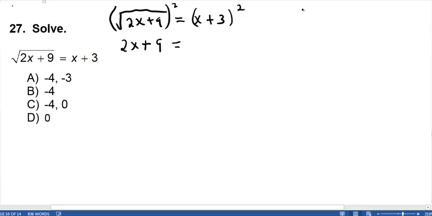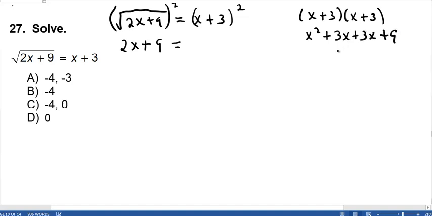So we need to multiply x plus 3 times x plus 3. That gives us x squared plus 3x plus 9, or x squared plus 6x plus 9. And again, we did that by using the FOIL method or the distributive property.